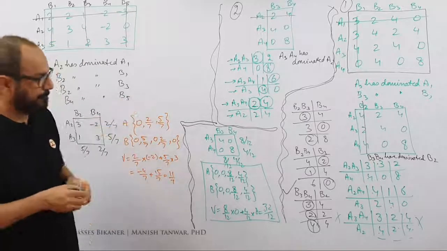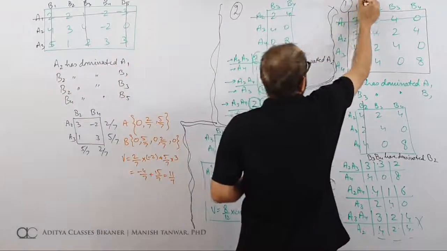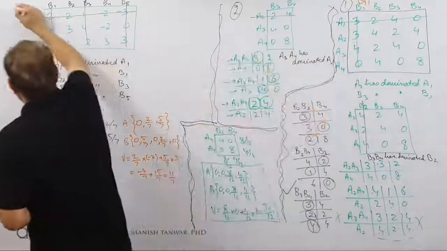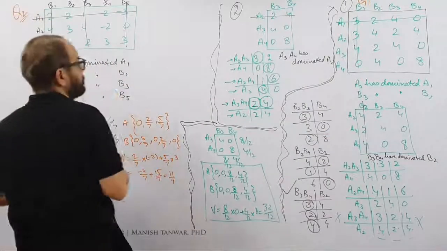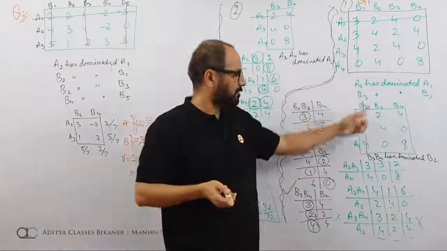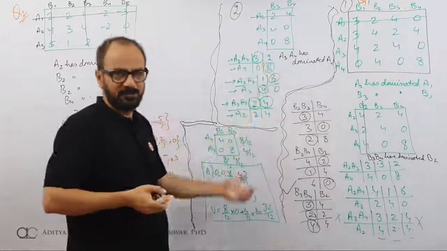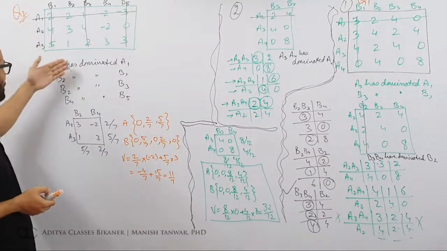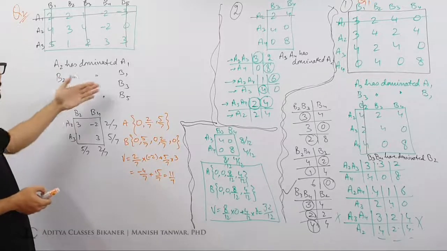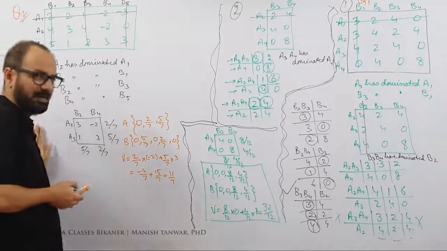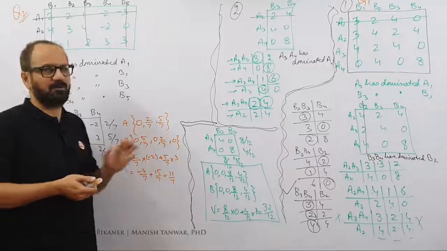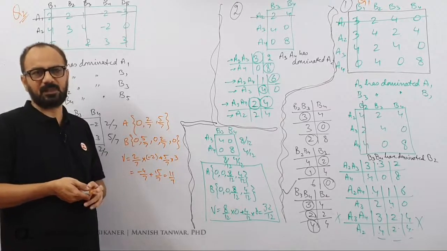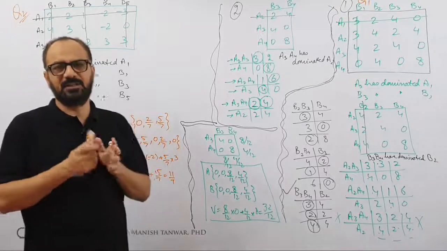So this was our question 1 for the day, and this was our question 2 for the day. Question 1 took the route of mixed dominance. Question 2 clearly dominated: A2 dominated A1, B2 dominated B1, B2 dominated B3, B4 dominated B5. We came down to 2 by 2. We had our oddments method. We solved this. So this was it for our dominance part.